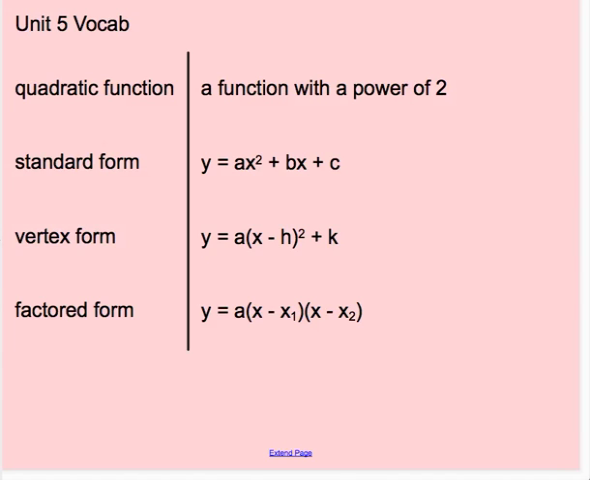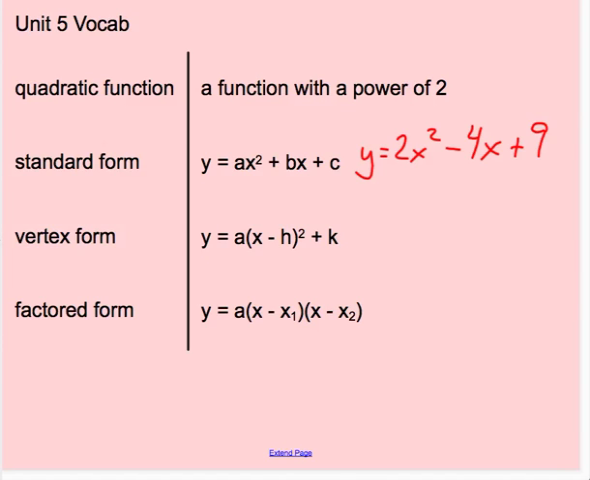Now a, b, and c are numbers, so an example of a quadratic function in standard form might be y equals 2x squared minus 4x plus 9. So again, a, b, and c are numbers, not variables. X and y are the two variables.